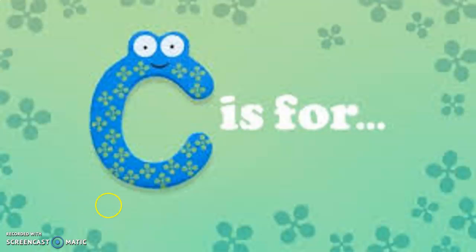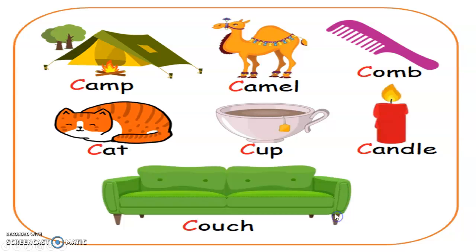Letter C makes the sound k, k, k. Now let's see. C is for camp, for cat, couch, cup, camel, comb, candle. All these words start with letter C.